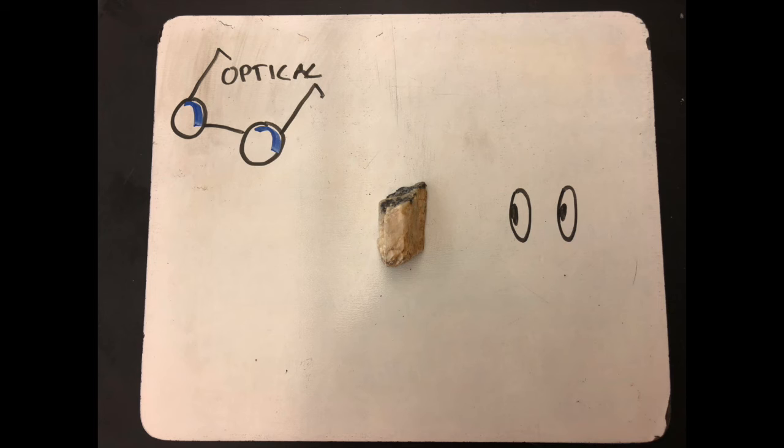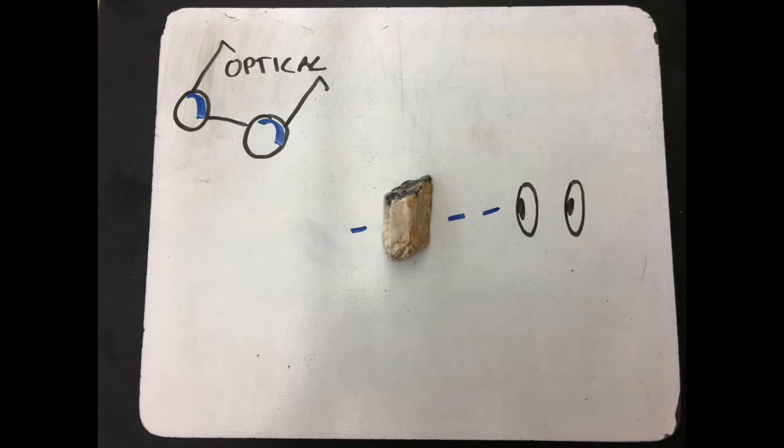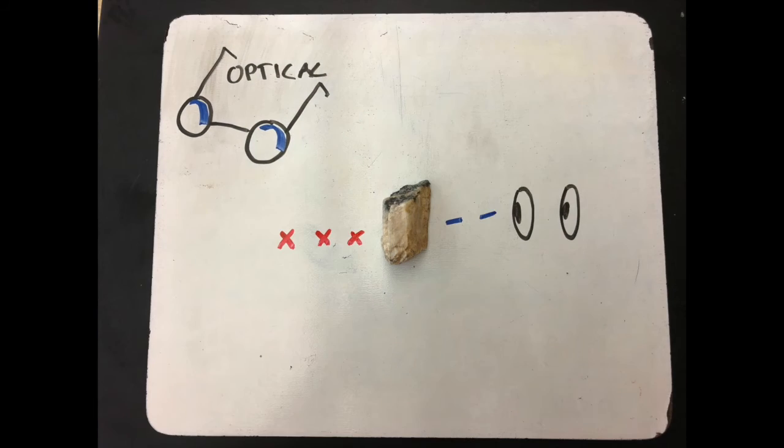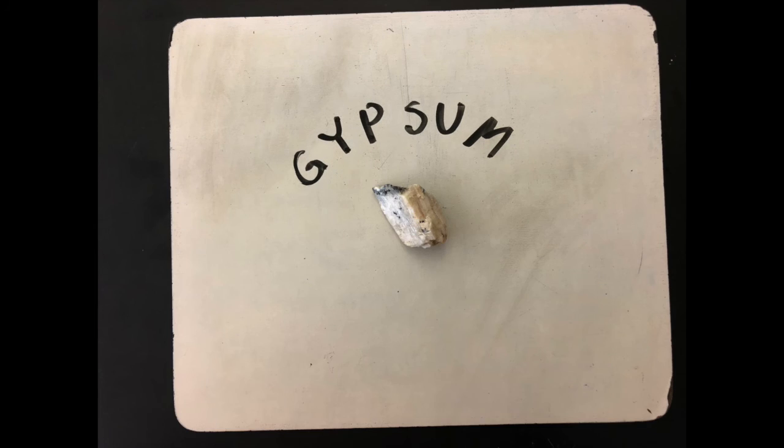Lastly, the optical test is performed to see if, when looking through the mineral, double refraction, or seeing double, occurs. Since you can't see through this mineral, there is no double refraction. Now that we performed all the tests, we can conclude that this mineral is gypsum.